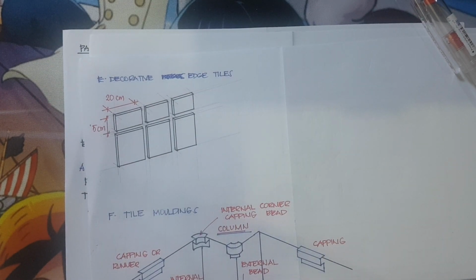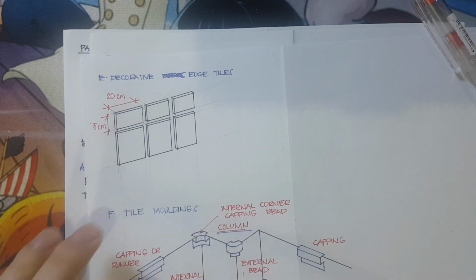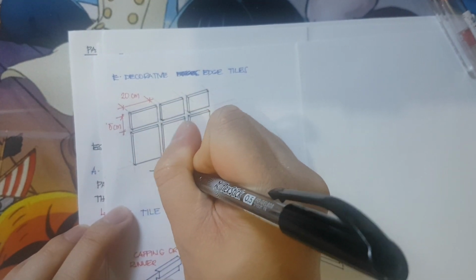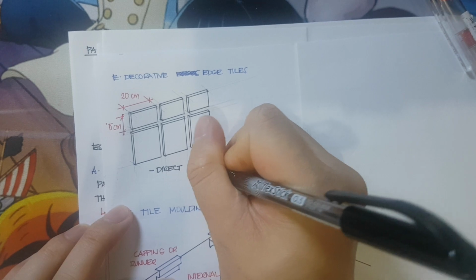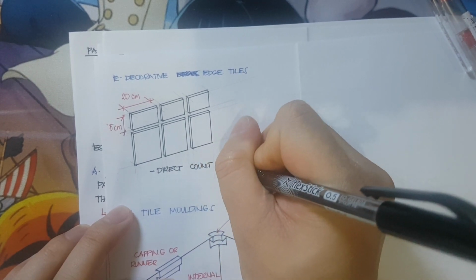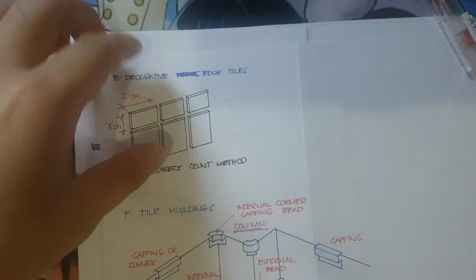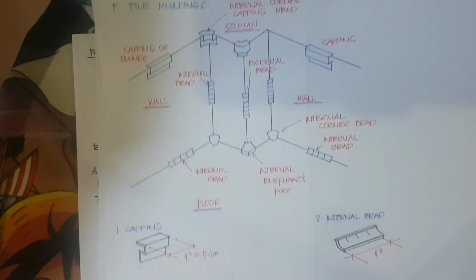Next is for decorative edge tiles. For decorative edge tiles, I suggest you do it by the direct count method, so that we don't waste materials. We use the direct count method. Next would be the tile moldings.